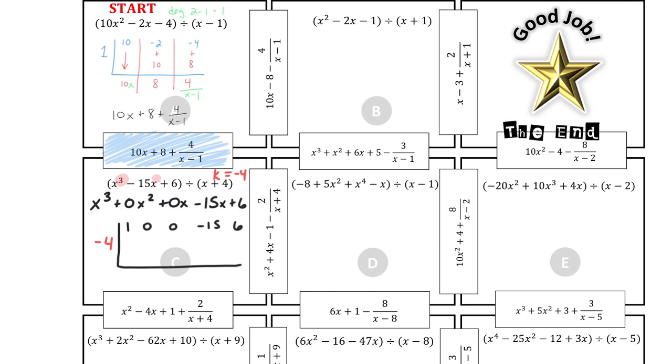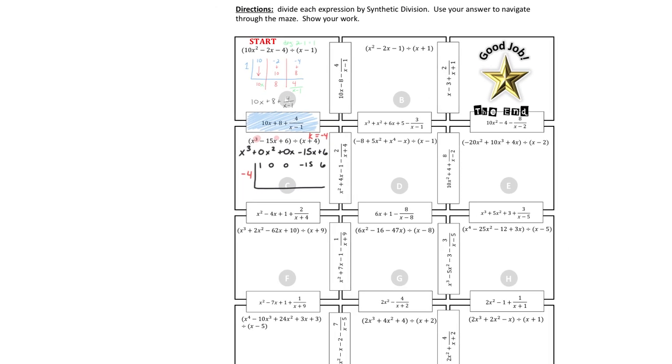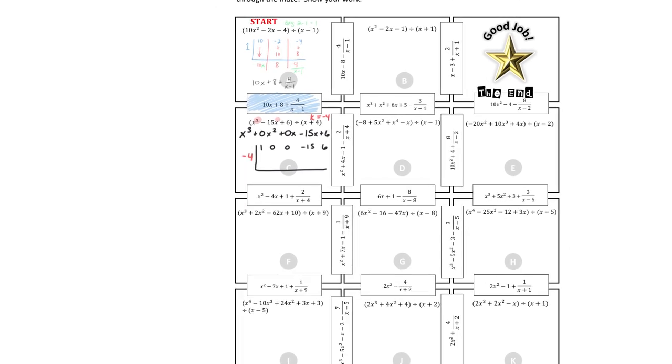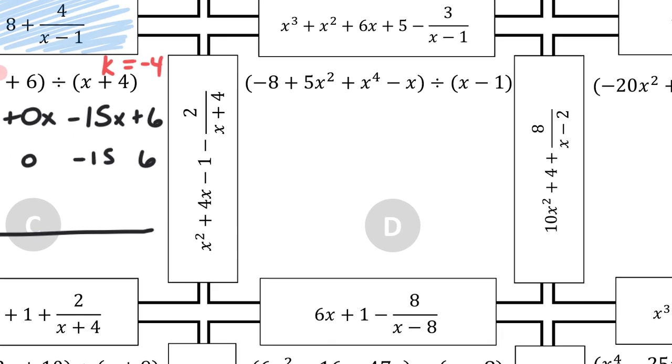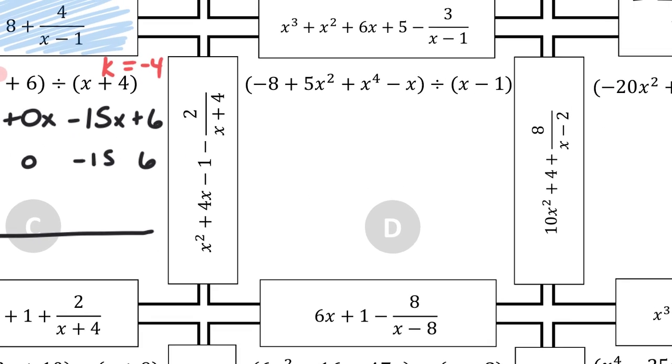So just be careful. Not all of them are missing an exponent, but there are some that are missing an exponent. You also need to make sure that it's in standard form. So if we zoom in and we look at problem D, it is not in standard form. So we want to make sure that we write it with those exponents. So x to the fourth. There's no x cubed term, so I'm going to put 0x cubed, then 5x squared, x to the first, and then the 8. So if you need to do that problem, just make sure that you put it into standard form.